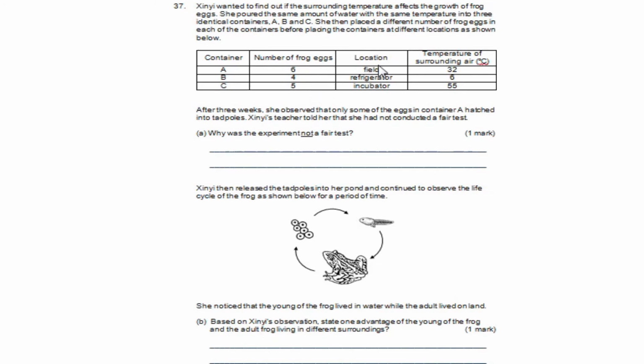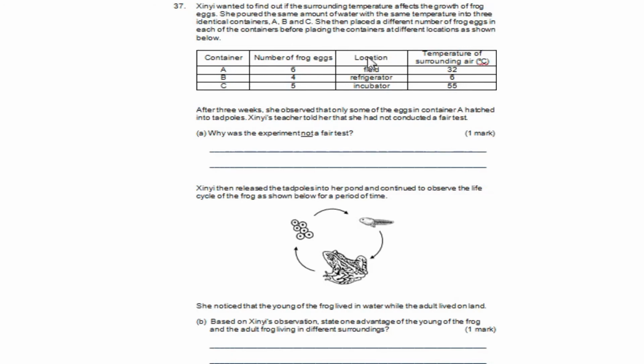And she just changed the location, right? Field, refrigerator, incubator. And in the field, it's about 32 degrees. In the fridge, it's about 6 degrees. And the incubator, which is quite hot, it is 55 degrees. So everybody okay? So in these containers, she just placed a different number of frog eggs. And she placed it in a different location. Now, I want you to take a look here. Hey, there's 2 things that's being changed here. Okay, the number of frog eggs and the location.